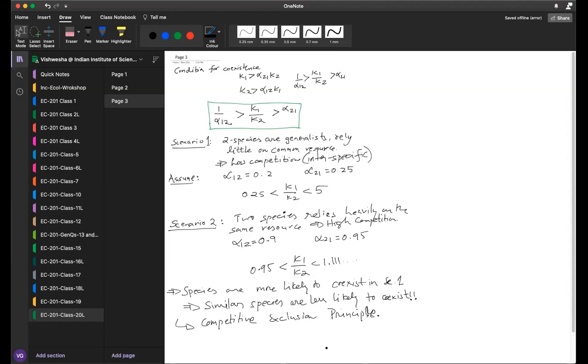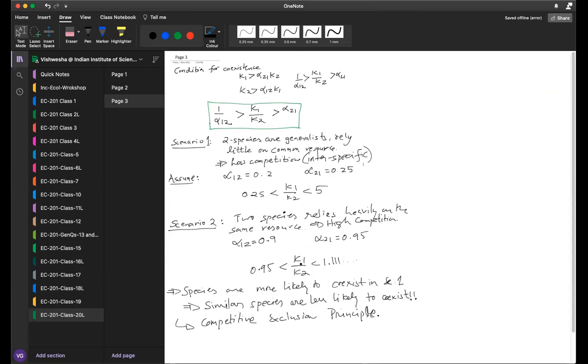Could you repeat the explanation which you gave for why semi-species should look at it from alpha? So basically, how do you define similarity? Do you define similarity by K ratios, or do you define it by the effect they have on each other? I'm going to define similarity based on the effect they have on each other in consuming a given resource.